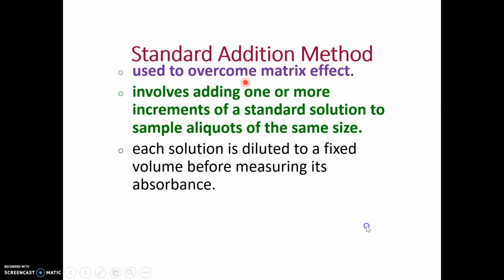To overcome matrix effect, it is suitable to use the standard addition method because we add the real sample into the standard series of solution. So it involves adding one or more increments of a standard solution to sample aliquots of the same size. In the next slide we will see how to prepare solutions for the standard addition method in order to plot a calibration curve. And each solution is diluted to a fixed volume before measuring its absorbance.